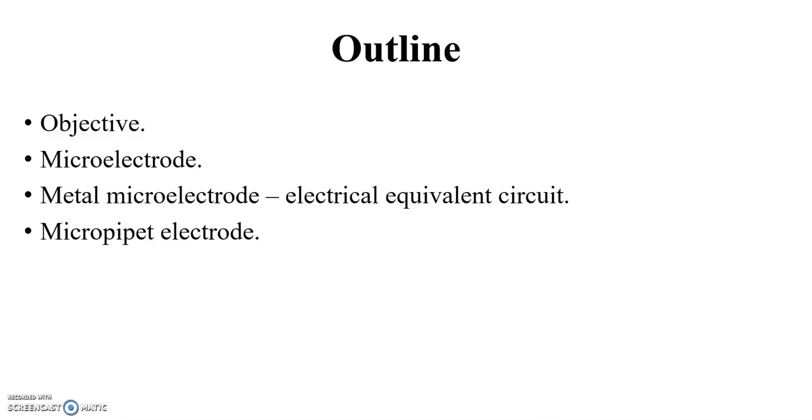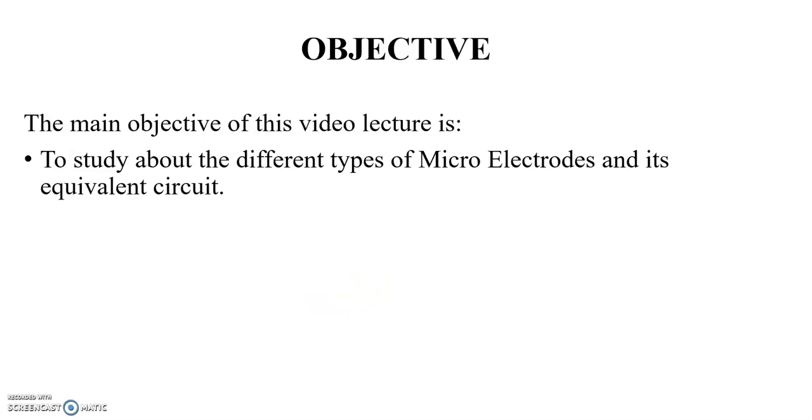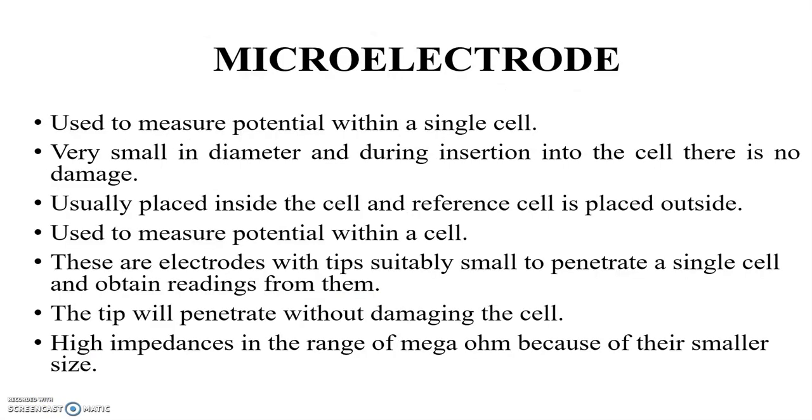Outline of my presentation: objective, microelectrodes, then metal electrodes and their equivalent circuits. The final topic of this presentation, micropipette electrodes, is discussed next. The main objective of this video lecture is to study the different types of microelectrodes and their equivalent circuit. First, let us discuss the microelectrode and its different types.